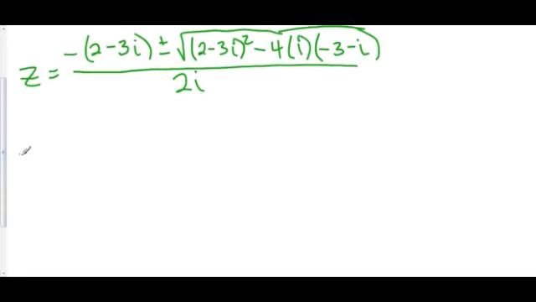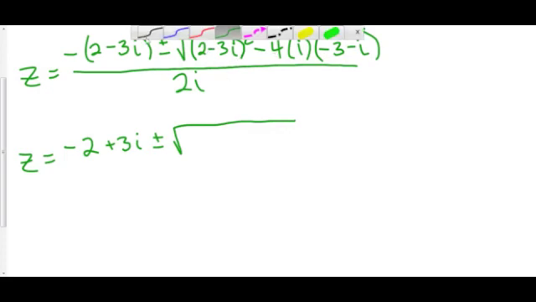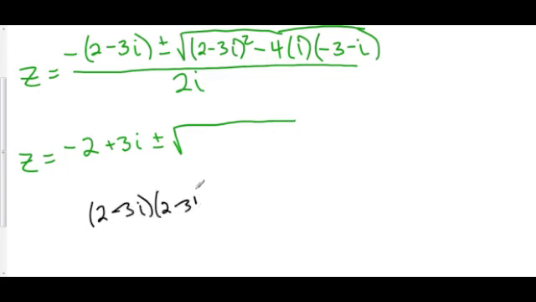So let's just take it one step at a time, and we should be able to get there. Here we have z is equal to, let's distribute the negative to both the 2 and the negative 3i. Here we have negative 2 plus 3i plus or minus the square root. Now let's see, 2 minus 3i squared. Let's do this off on the bottom here. That means 2 minus 3i times 2 minus 3i.